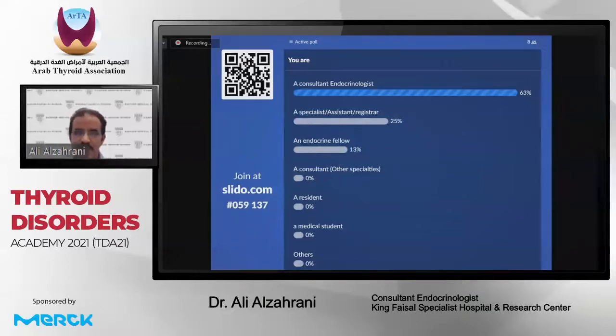Again, I think people are trying to enter the system. If you just put your scanner from your mobile on this bar here at the top, you will be able to enter the group and choose your answers. Okay, so we'll continue to learn this system. You can see that around 53% here are consultant endocrinologists. Some are specialists. We have some endocrine fellows, and we have other specialties.